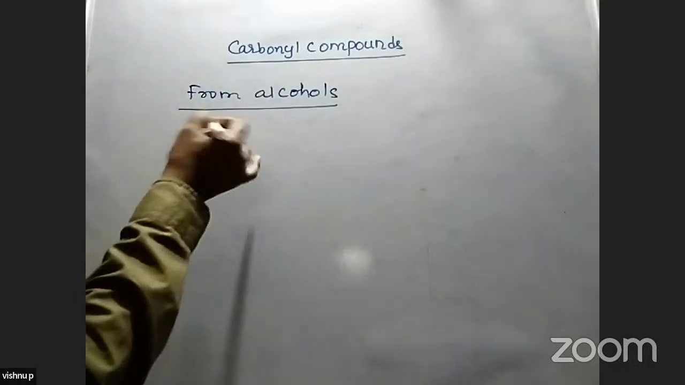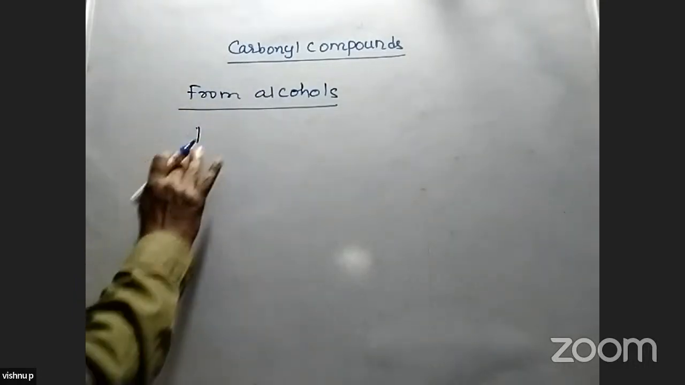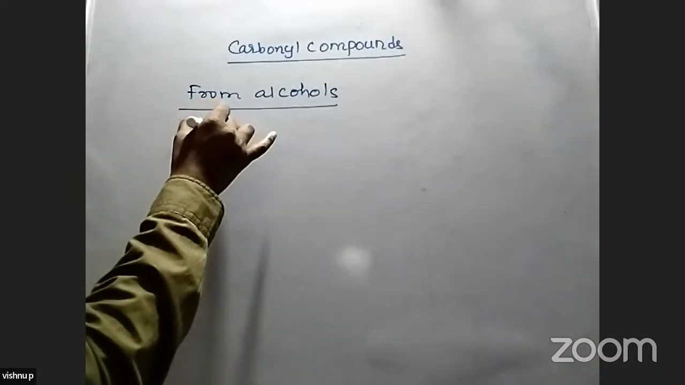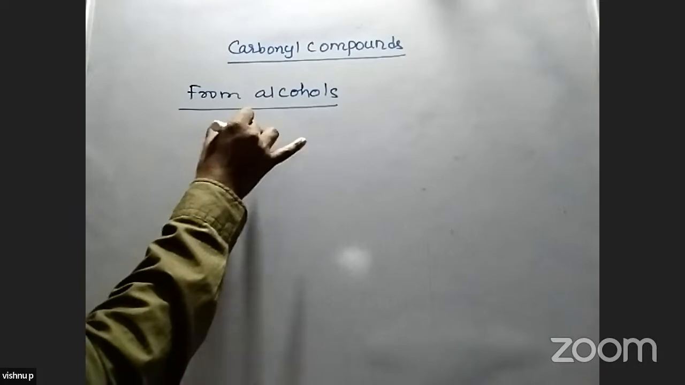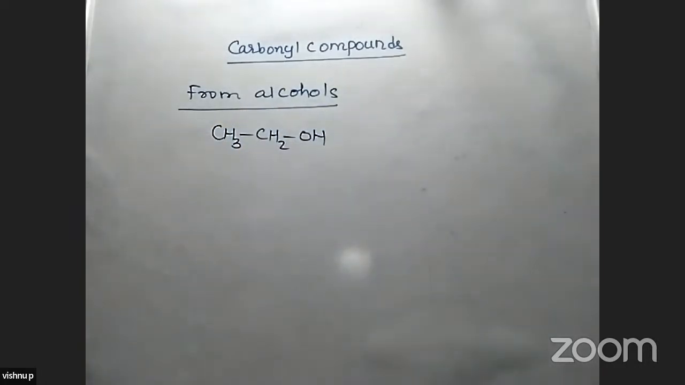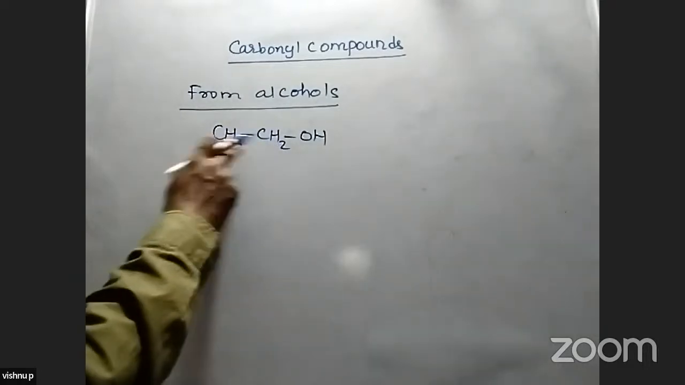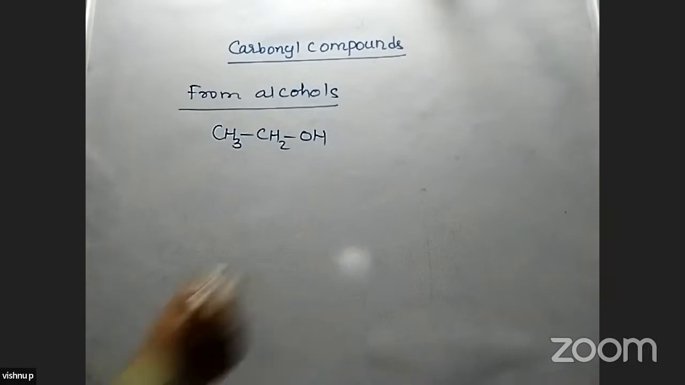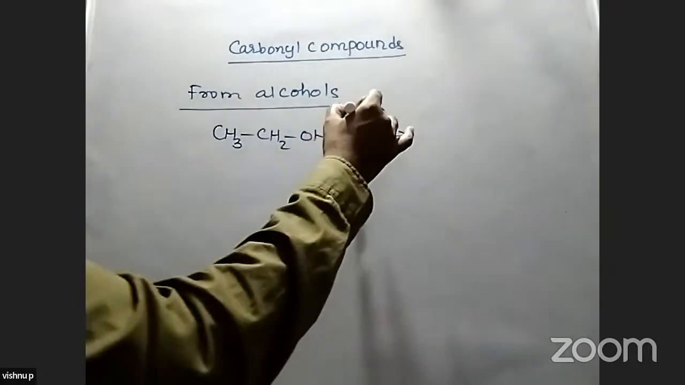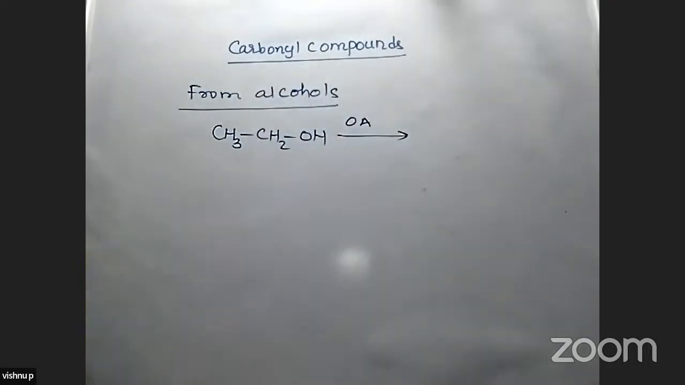So, if we take a primary alcohol, what group is present in a primary alcohol? A CH2OH group is present. We take the example CH3CH2OH. It is a primary alcohol. It is also called ethanol, with two carbons. When it reacts with an oxidizing agent, an oxidizing agent means one which provides oxygens.